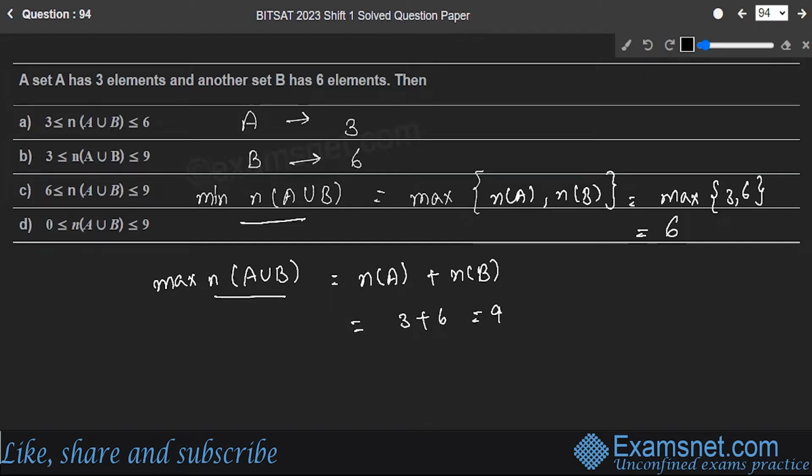So that means, look at this one. You have 6 less than or equal to the number of elements in A union B, which is less than or equal to 9. That makes option C the right answer. Hope you understood that. Next is question number 95.